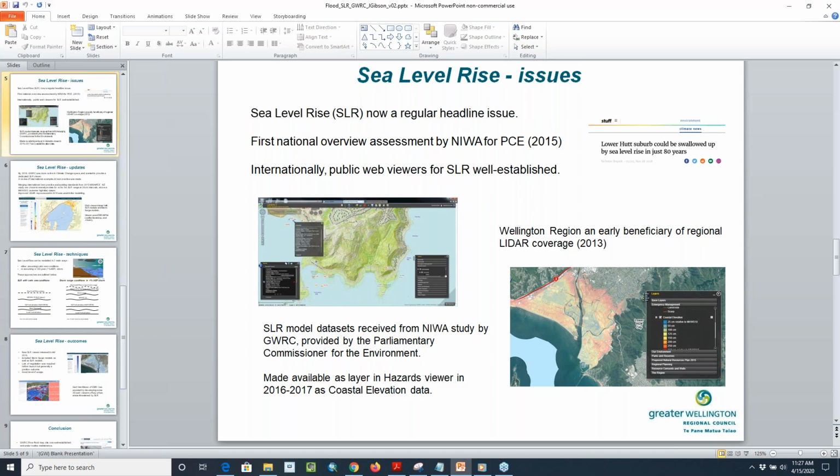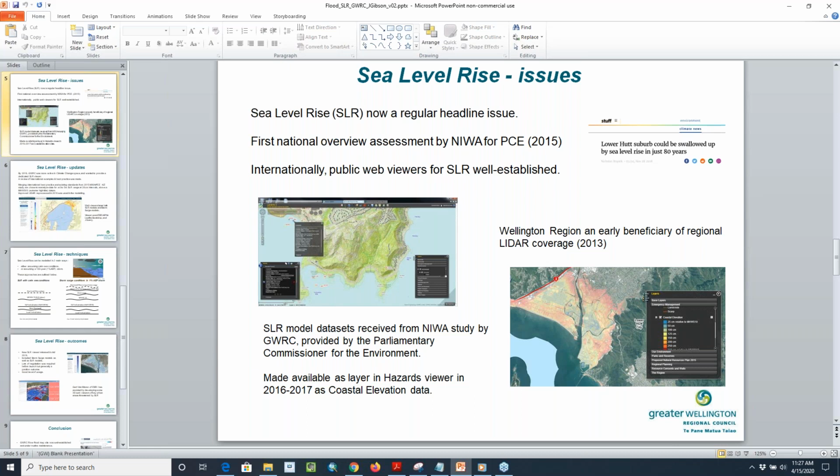The first national overview assessment of sea level rise was done by NIWA for the Parliamentary Commissioner for the Environment in 2015. That was Jan Wright in the office at the time. And we looked around, and by that time, public web viewers for sea level rise were quite well established in various countries around the world. And typically, these involve slider controls, allowing interactive changes to the model sea level rise.